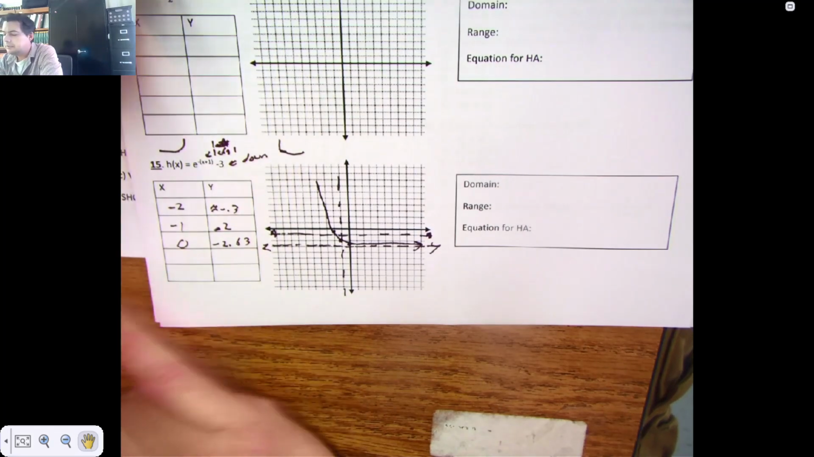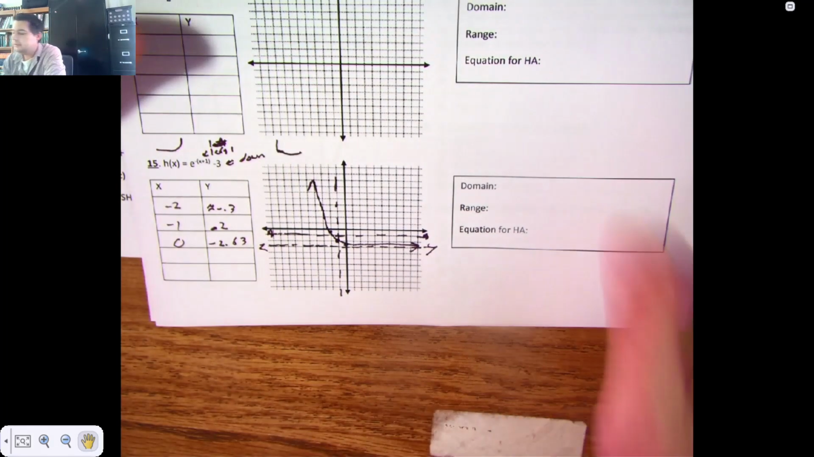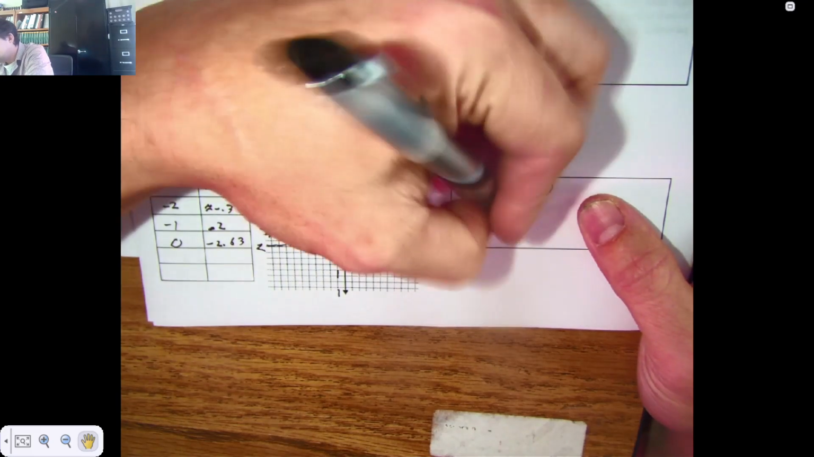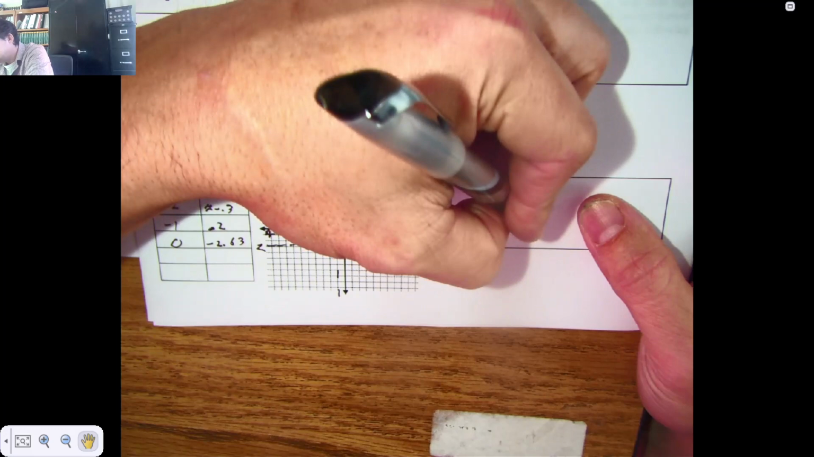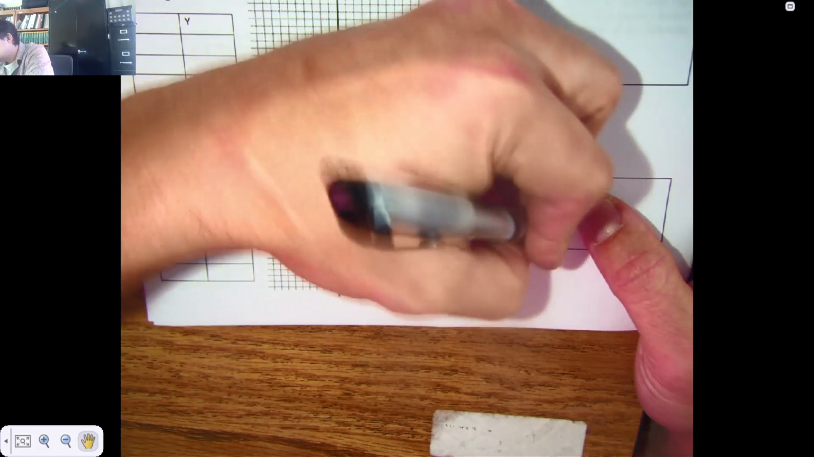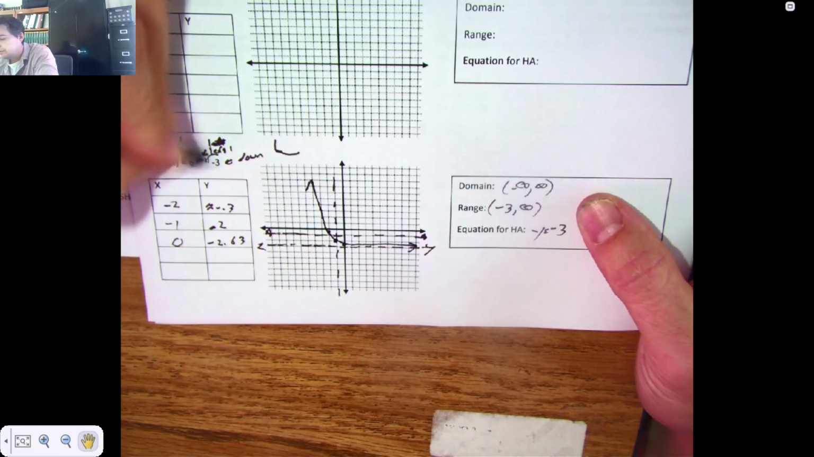I said I was going to talk about a table, didn't I? I will in just a second. Your domain is -infinity to infinity. Your range is going to be -3 to infinity. And your horizontal asymptote is right here at y equals -3. It was right there the whole time.